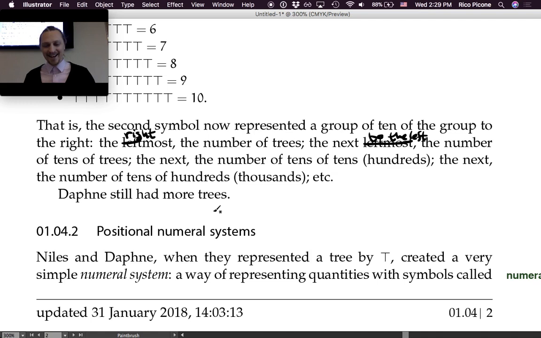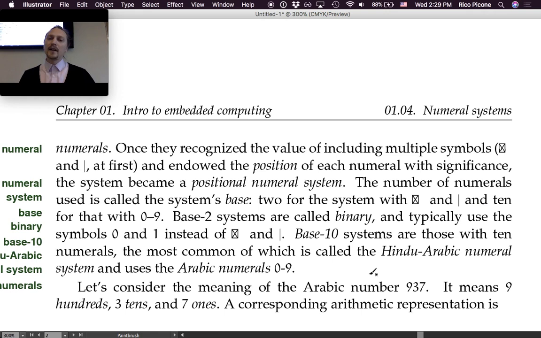Okay, so now let's talk about this in general. So Niles and Daphne, when they represented a tree by this T symbol, created a very simple numeral system, a way of representing quantities with symbols called numerals. Once they recognized the value of including multiple symbols, the circle and the bar, at first, and endowed the position of each numeral with significance, the system became a positional numeral system.